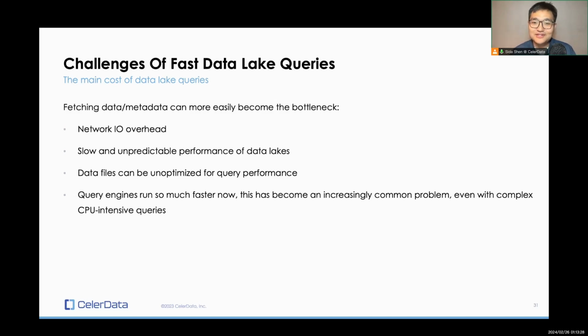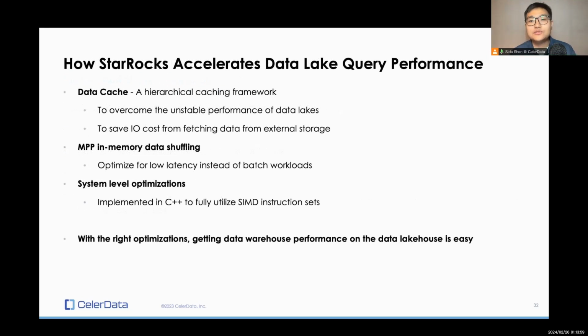The faster the query engine is able to go, the faster it executes, the bigger this problem is, right? And actually with StarRocks, because StarRocks executes queries so fast, even with the most complex query with a lot of joins and aggregations, this can still be a bottleneck. So solving this is absolutely the priority of getting fast data lakehouse queries. So how does StarRocks accelerate data lakehouse queries?